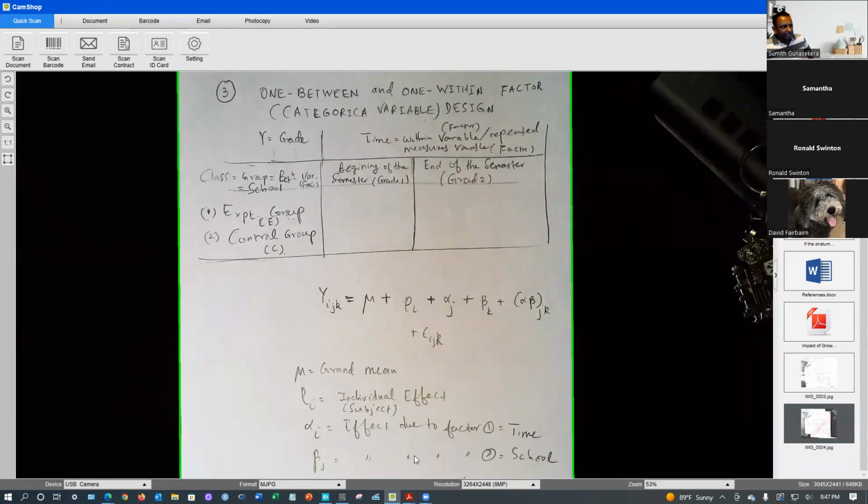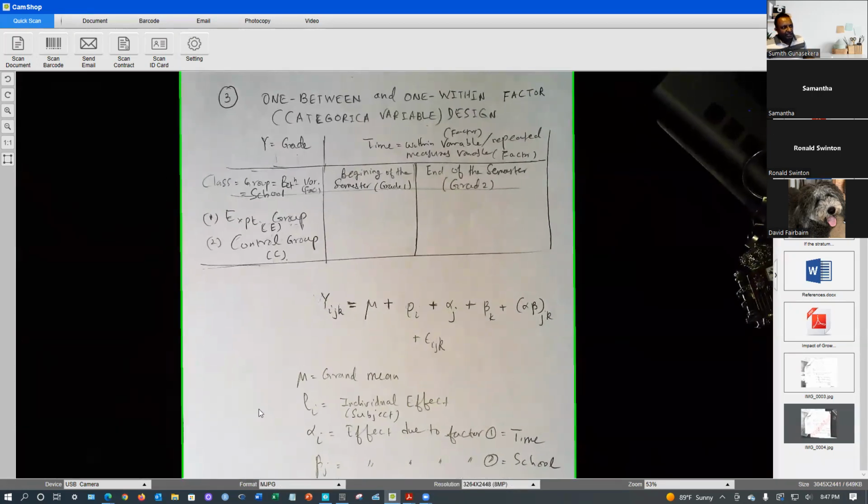So it's kind of a design with one between factor and one within factor, or categorical variable. What is the between factor? Between means between the experimental group and the control group. Experimental group, I'm going to say E, control group C. We don't have this setup, but by looking at that output, you can work out what kind of design they adopted in the very beginning to produce that result. Then your Y would be your grade.